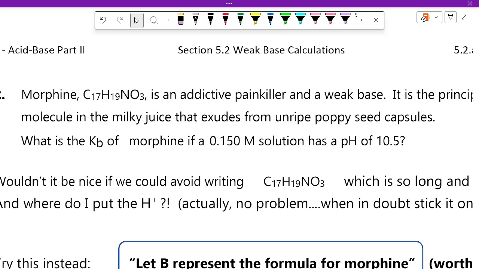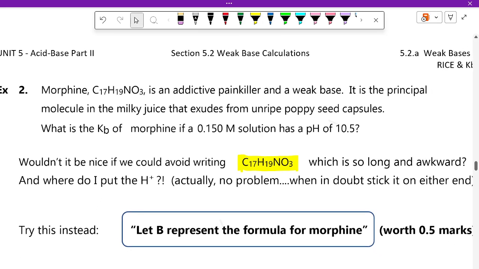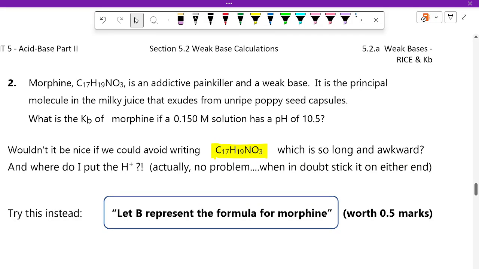Wouldn't it be nice if we could avoid writing C17H19NO3, which is long and awkward? And where do I put the H? Actually, there's no problem. You can just stick it on either end. When in doubt, just stick it on either end. However, you can say, let B represent, or you could even just say B, let B be the formula for morphine.